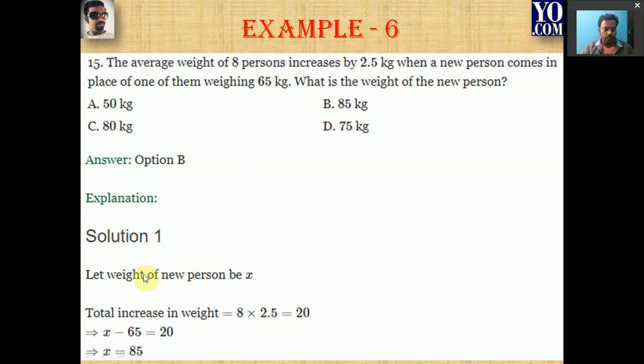Solution: let the weight of the new person be x. Total increase in weight is equal to 8 into 2.5. The average weight is increased by 2.5, so the total weight increase is 8 into 2.5, that is equal to 20. Right.